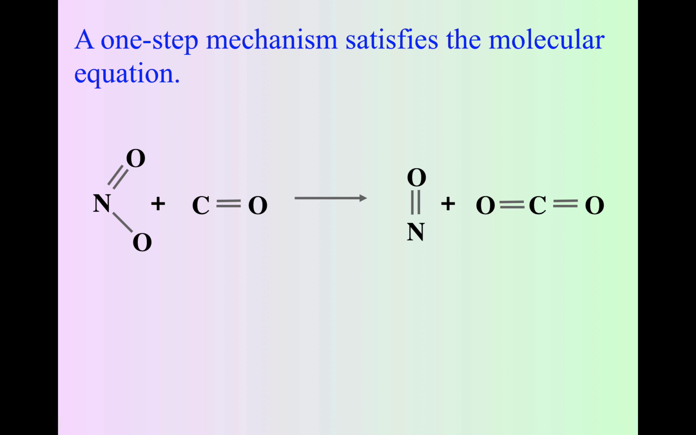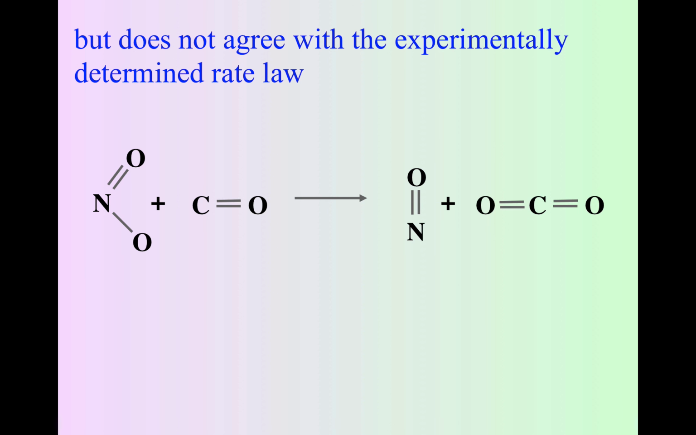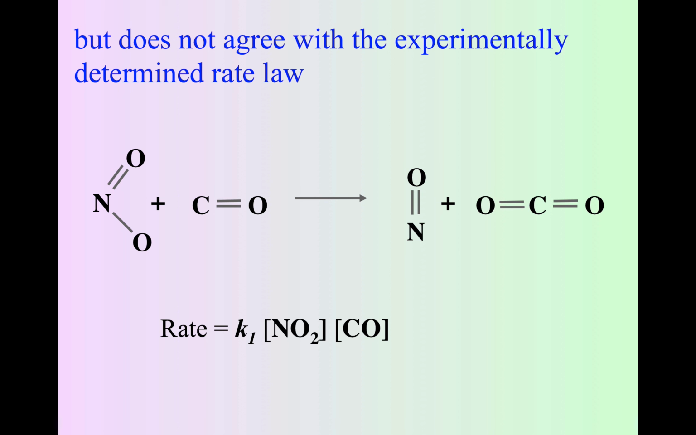You could have a proposed mechanism where carbon monoxide slams into nitrogen dioxide to go directly to products, but it doesn't correspond to the rate law. Right? This would be the corresponding rate law if this was the case. First order with respect to carbon monoxide, first order with respect to nitrogen dioxide. Well, that's not the relationship. It was determined that it was second order with respect to nitrogen dioxide.